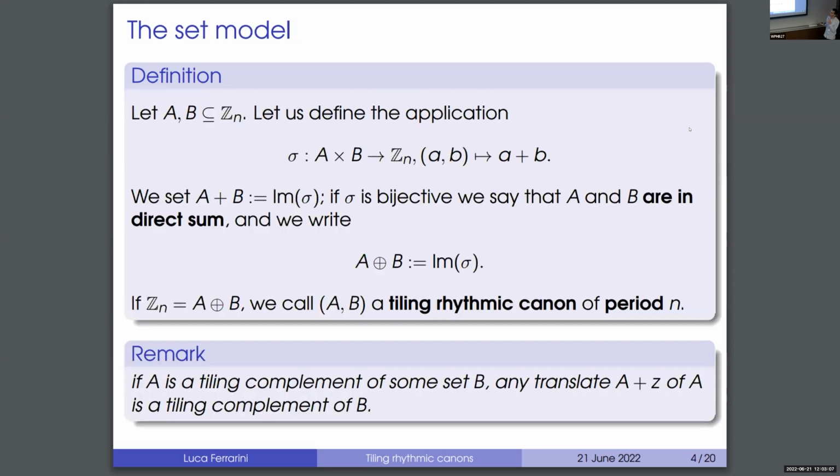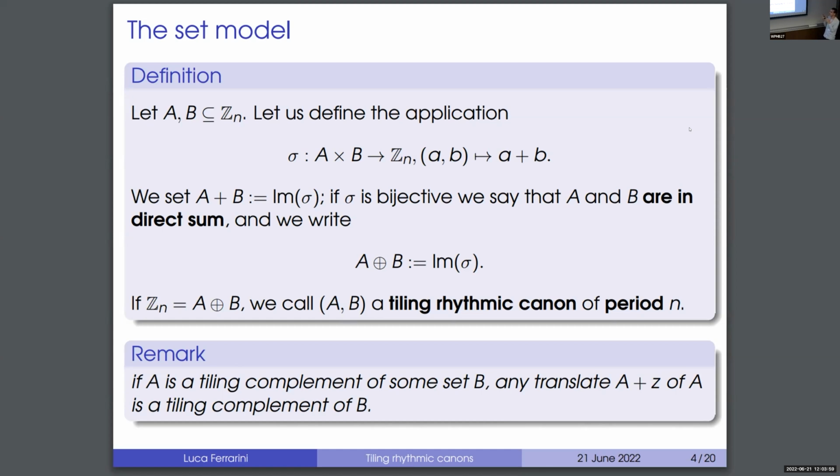Okay, in a mathematical way, tiling rhythmic canons can be represented by a couple of subsets of Zn, where Zn is the cyclic group modulo n, with elements 0 to n-1. So we can define this application that will be called sigma, that sends each couple of elements that lie in the direct product of A and B to the remainder classes of the cyclic group Zn, in such a way that if sigma is bijective, we can cover all the cyclic group Zn. So we say that A and B are in direct sum if the sigma function is bijective.